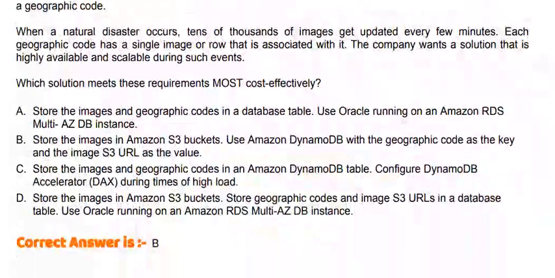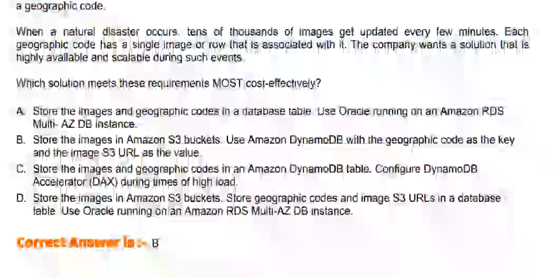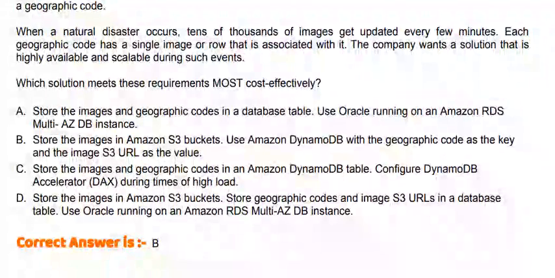Option A. Store the image and geographic codes in the database table. Use Oracle running on an Amazon RDS Multi-AZ DB instance. Option B. Store the image in Amazon S3 buckets. Use Amazon DynamoDB with the geographic codes as the key and the image S3 URL as the value. Option C. Store the image and geographic codes in an Amazon DynamoDB table. Configure DynamoDB Accelerator during times of high load.